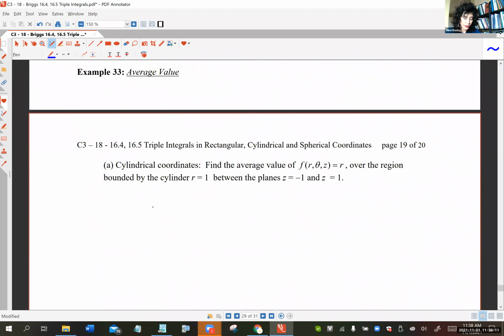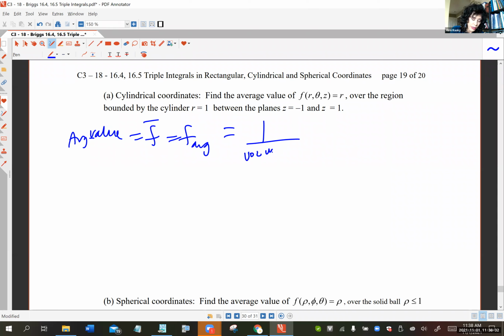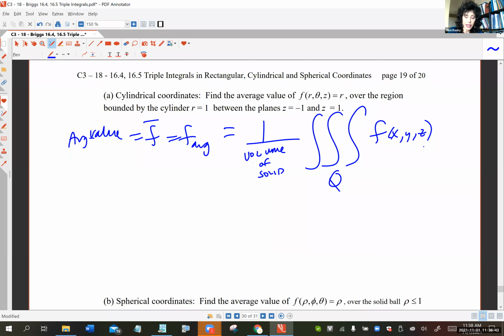Now let's finish off with a couple of average value problems. I'm just going to basically do the setup and I'll let you finish them out. When you're doing average value in triple integrals, remember that average value of a function, sometimes you'll call it f bar, some textbooks say f subscript average, is 1 over, in this case, the volume of the solid that you're integrating over. And then you have your triple integral over that solid. And then you put your function that you're trying to find the average value of in the integrand itself.